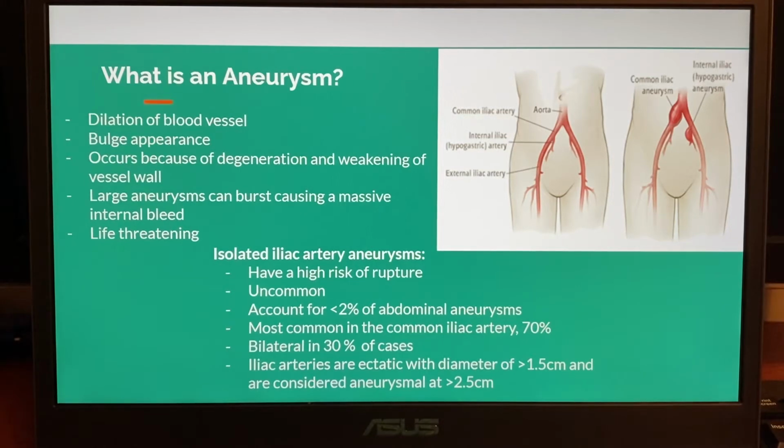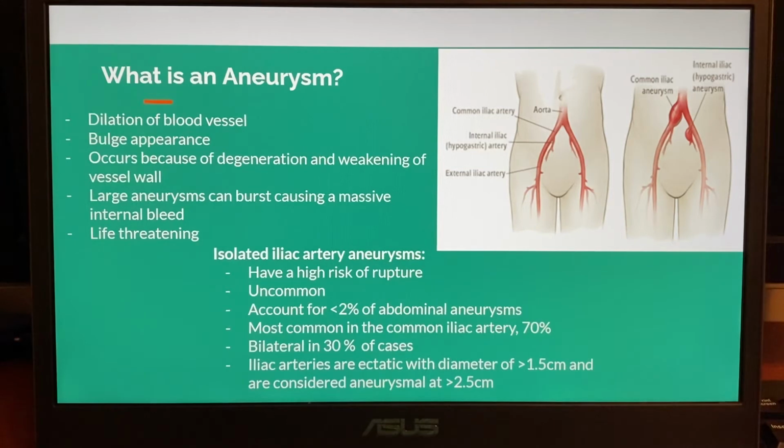The isolated iliac artery aneurysm, where it only affects the iliac artery itself, is very uncommon. Usually there will be a distension in the iliac artery as well as the distal abdominal aorta. Isolated iliac artery aneurysms account for less than 2% of abdominal aneurysms.